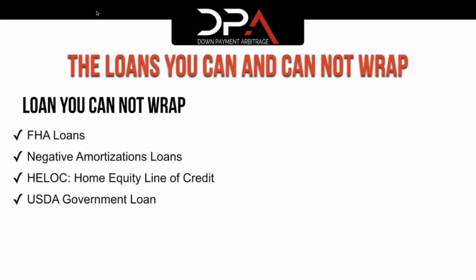Loans you cannot wrap. We cannot do a wrap loan on an FHA loan, right? We cannot create a wrap transaction on an FHA loan. We can't do a wraparound mortgage. Now, you can essentially take it subject to, but that's a gray area and I don't want to teach it, right? So you can't do wraps or even subject tos on FHAs. You can't do them on negative amortization loans.